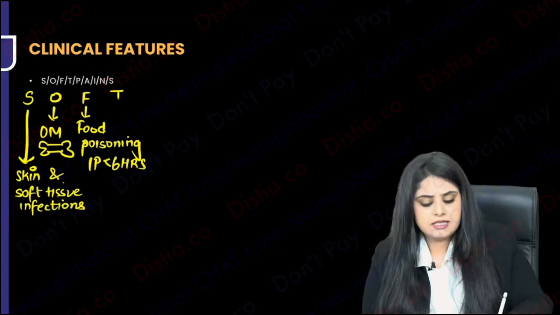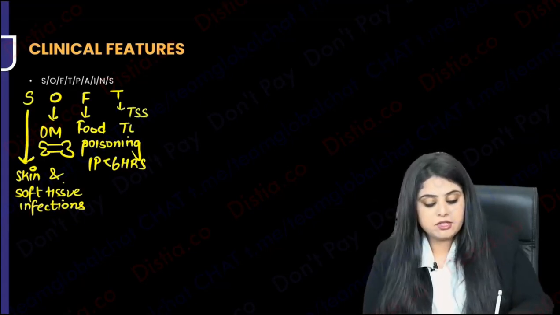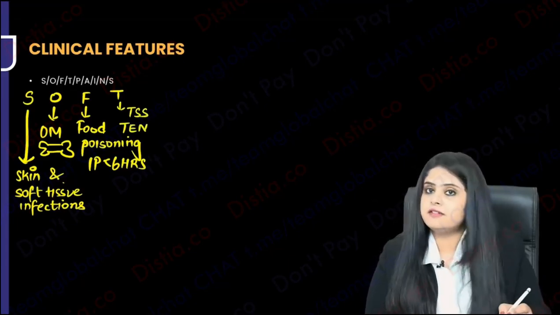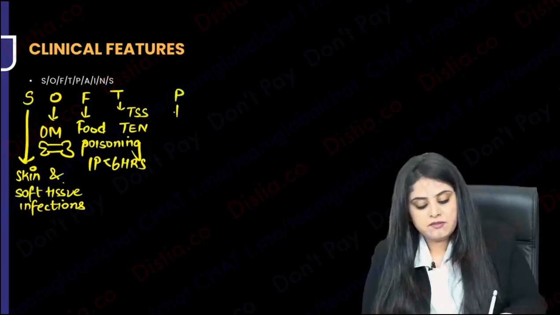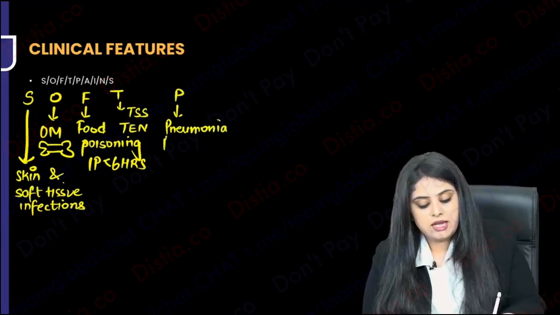Then we have T. T also you have studied, guys. Have you studied toxic shock syndrome? Yes, the fatal one. Have you studied toxic epidermal necrolysis, the skin one? Perfect. So SOFT is done. What is with P? P is going to be for the lung disorder, that is pneumonia, pneumococcus. Pneumonia and pneumococcus are going to be covered under it.